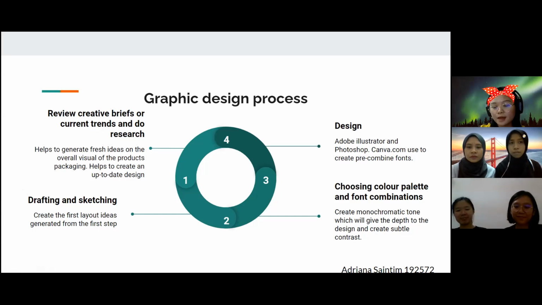In this step, there are two main softwares that I've used, which are Adobe Illustrator and Adobe Photoshop. Most of the graphic designers out there usually use these combined softwares, which are among the best for graphic design. I also have used canva.com, which is a free online source for creating pre-combined fonts.